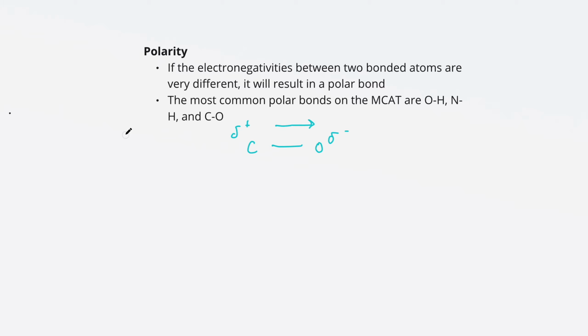And by far the most common polar molecules you'll see on the MCAT are OH bonds, NH bonds, and then CO bonds. And then the CO bonds, sometimes they will be COO bonds. So just be aware that you need to recognize all 3 of those as polar bonds.